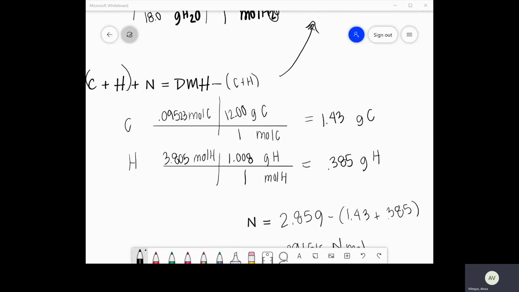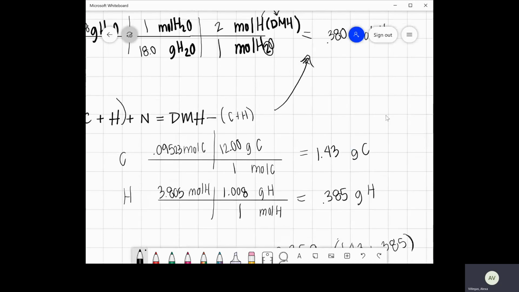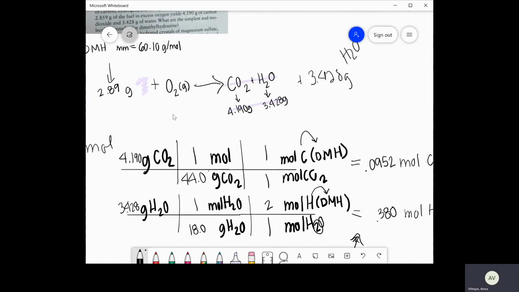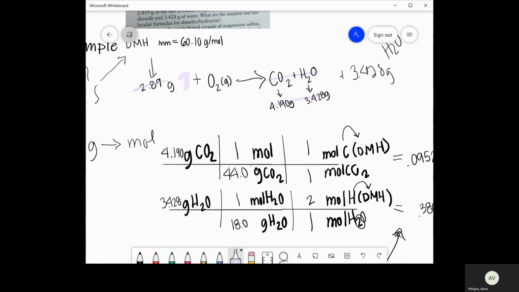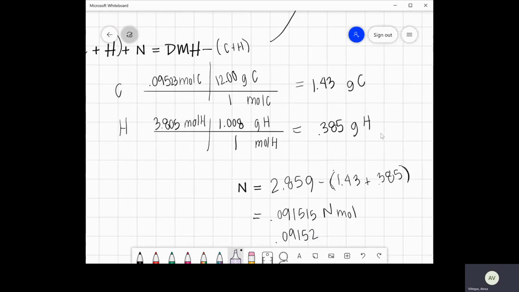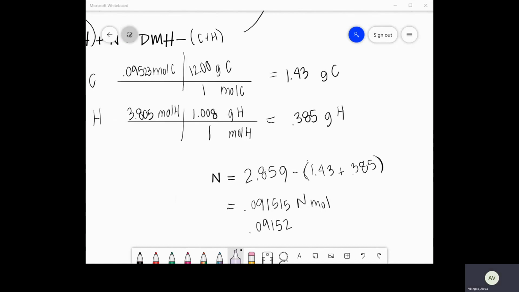And so that's over here. And remember, you were told this in the very beginning, way up here. Okay, so just plug those in and do your subtraction. And you find that in this, you're going to have 0.0915, which is going to round up to 0.152 moles of nitrogen.